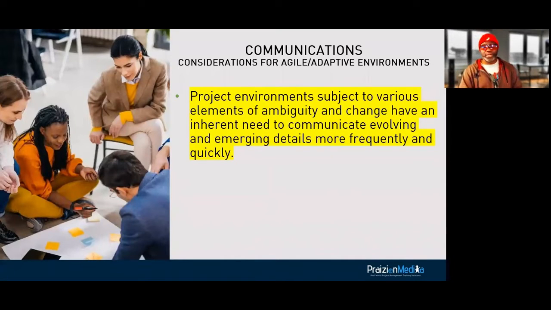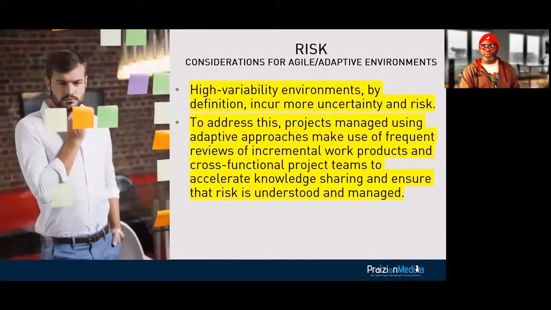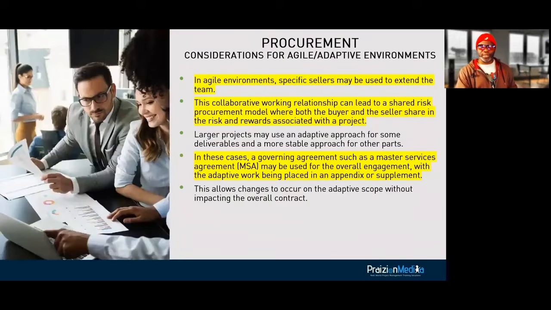Communications, we've got to communicate quick, so we use information radiators. We use osmotic communication. Risk is not negated in Agile. Believe it or not, a lot of teams use risk registers. But you got to remember that there's a difference between a risk and an impediment. A risk is an impediment waiting to happen. So we want to catch these before they become impediments.